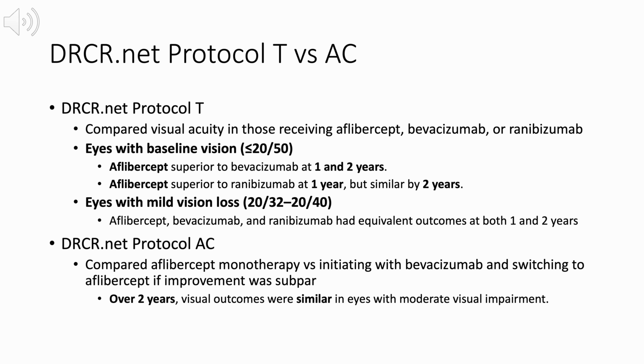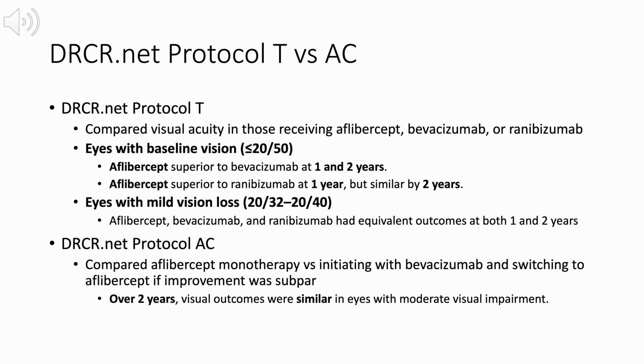DRCR.net Protocol T addressed the head-to-head question directly, comparing visual acuity outcomes in patients receiving aflibercept, bevacizumab, or ranibizumab for diabetic macular edema. The critical insight from Protocol T is that the answer depends on baseline visual acuity. In eyes with worse baseline vision, 20/50 or worse, aflibercept was superior to bevacizumab at both 1 and 2 years. Aflibercept was also superior to ranibizumab at 1 year, but the two were similar by 2 years. So in eyes that start out seeing poorly, agent selection matters, with aflibercept showing an advantage that is most pronounced early and most durable against bevacizumab.